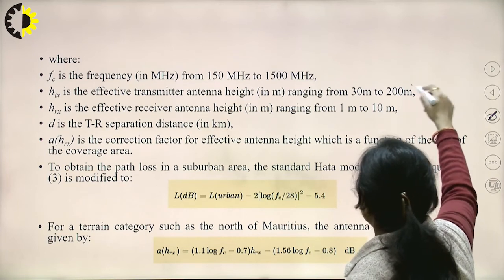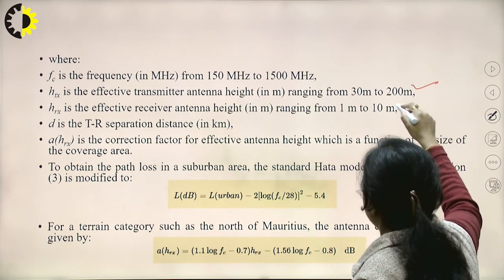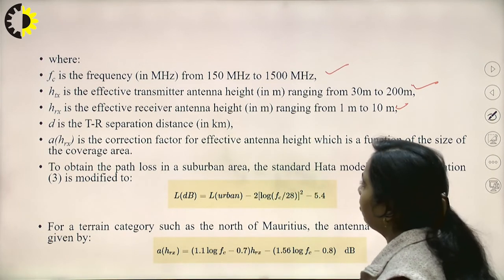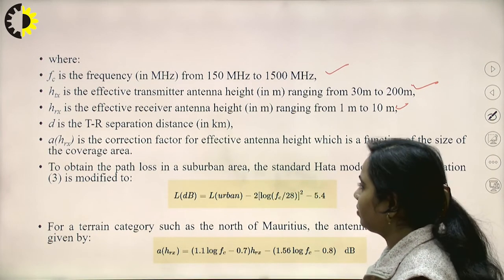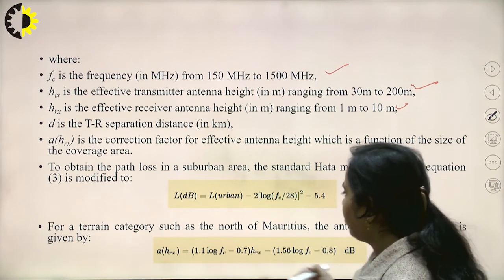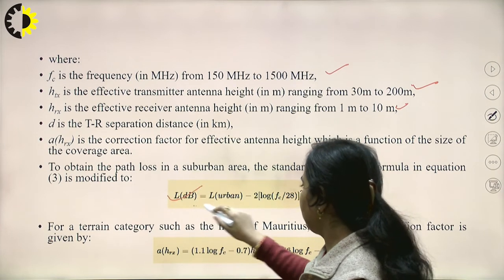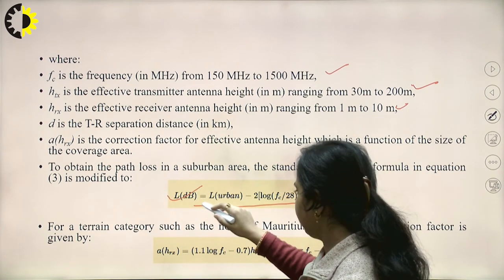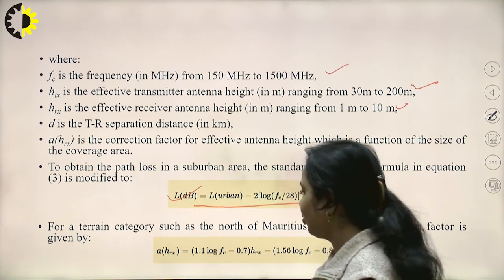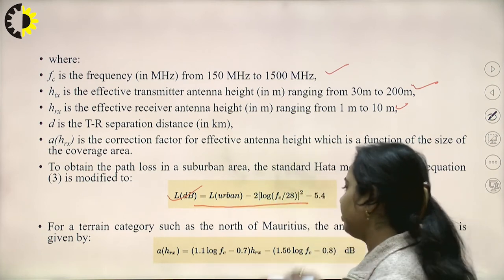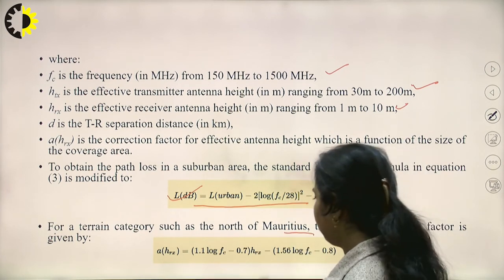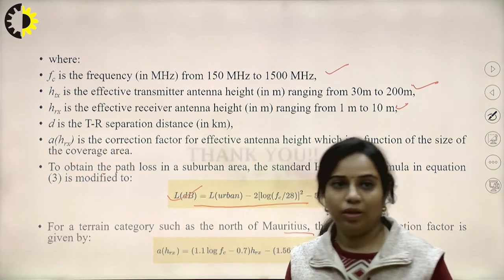And these have fixed values. Transmitter antenna height is 30 to 200 meters, receiver antenna height is 1 to 10 meters, and the frequency range is 150 to 1500 megahertz. D is the distance in kilometers between transmitter and receiver. For suburban areas, the loss in decibels is L urban minus 2 log (FC by 28) whole squared minus 5.4, and for a terrain category such as the north of Mauritius, there will be an antenna correction factor. So this will be the formula.